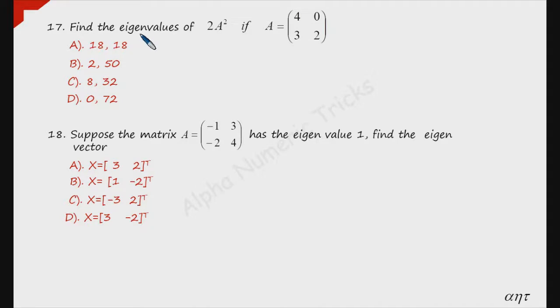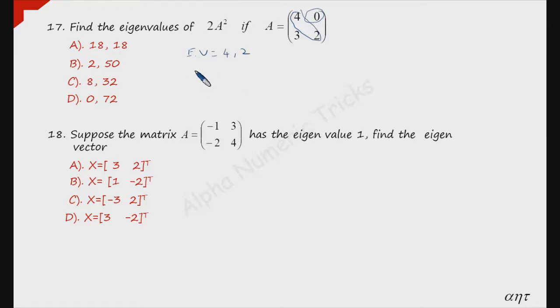Find the eigenvalue of 2A squared if A is equal to this matrix. Here also the 0 is given, so the eigenvalues are just the diagonal elements. So the eigenvalues are 4, 2, but we have to find the eigenvalues of 2A squared.